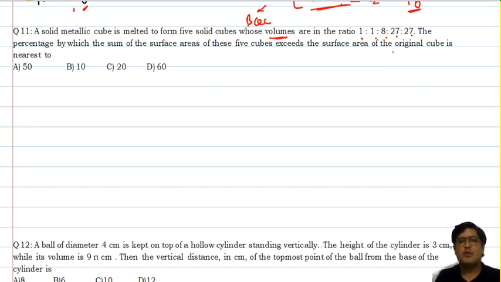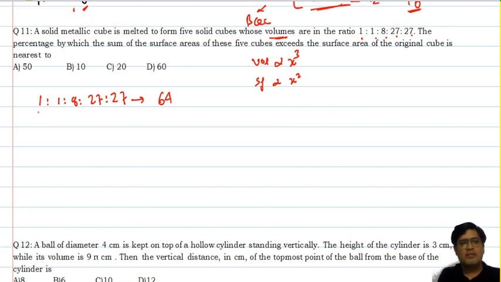Nobody says you have to find every length, every value. I know one thing: volumes of cubes are proportional to side cube, and surface areas are proportional to side square. And when you melt things into other structures, you have to conserve the volume. Right now, the volume ratios given to me are 1, 1, 8, 27, 27. So I see the total volume to be 27 plus 27 plus 8 plus 1 plus 1, that is 64.